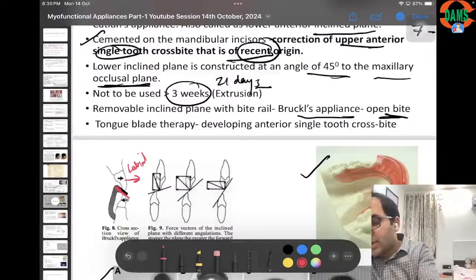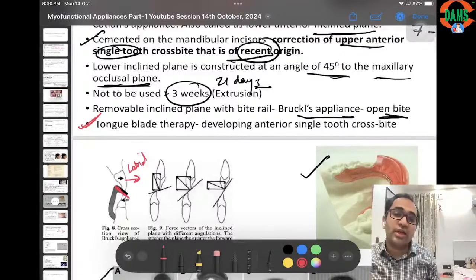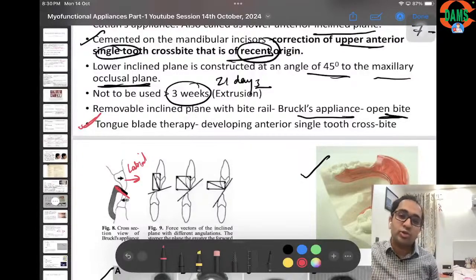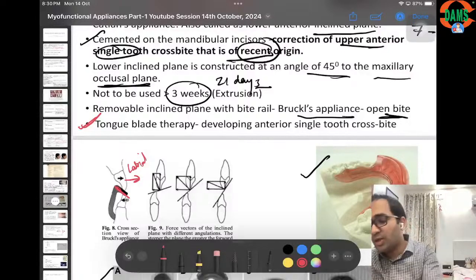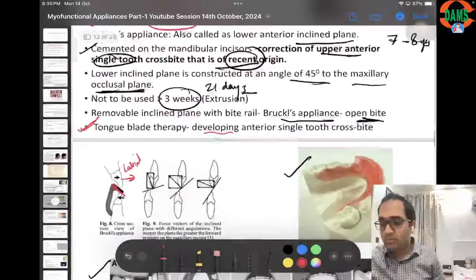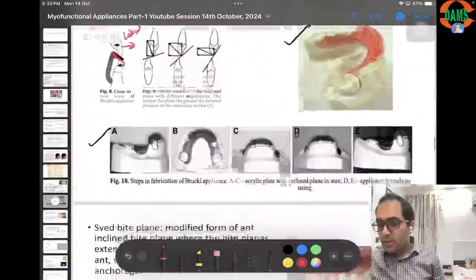Next is tongue blade therapy. It is used for a developing anterior single tooth crossbite. If it is fully developed, or a fully erupted matured crown, then in that case we will have to go through fixed appliance therapy, that is through our wires and brackets. It won't get corrected through such tongue blade or Catlan's appliance. So just be careful of the words developing, recent origin, or the age in the question.